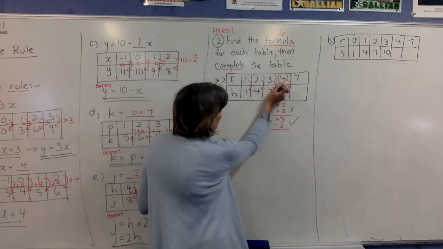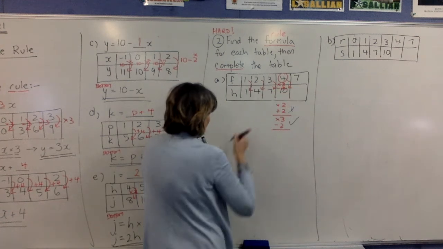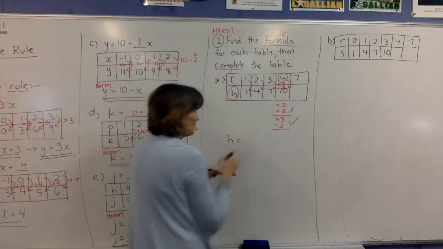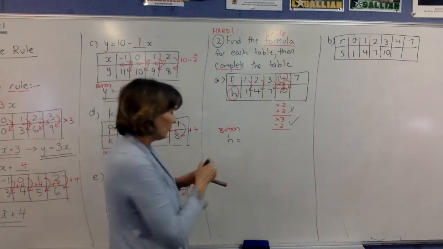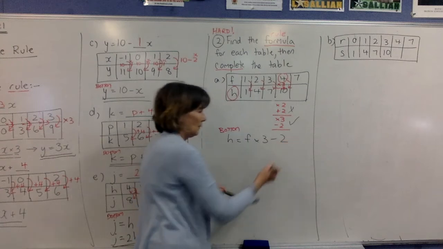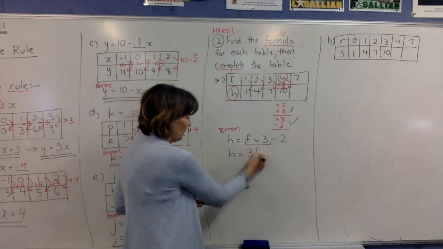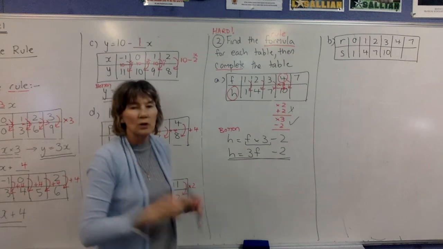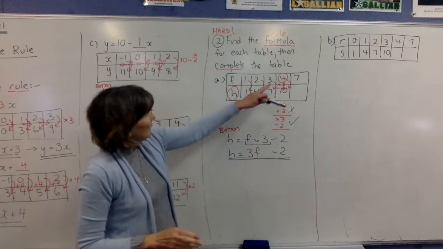Okay, so what we're doing is timesing by 3 and subtracting 2. So we start with our bottom letter. So we write H equals, because we always start with our bottom letter. Then we do our F times 3, subtract 2. Now, if we just simplify that slightly, we've got 3F, take away 2. And that's your answer. So it's a bit fiddly because you're involving 2 operations, but I hope you can see what I did there.